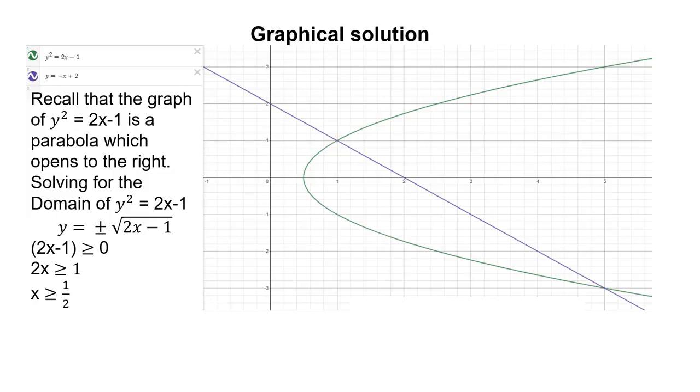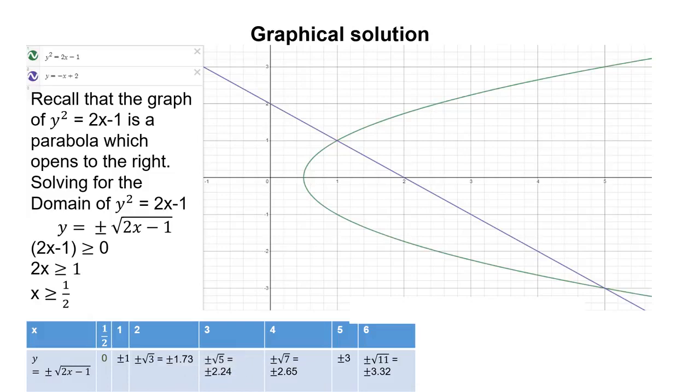And how did we get the following graph? How did we get this parabola here? We can take values for x here and substitute, as long as x is greater than or equal to 1/2. Substitute to the equation and solve for the value y. And we have the following table. So when x is equal to 1/2, we will have 2 times 1/2, that's 1, minus 1. When you take the square root, that's equal to 0.